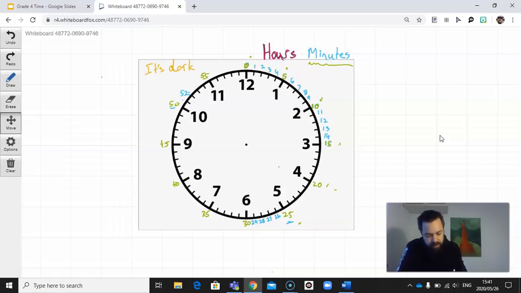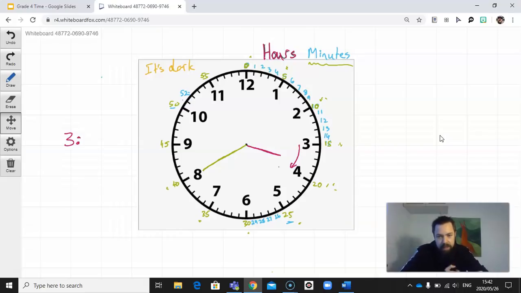My minute hand is going to point to here, and my hour hand is going to point there. So starting with my hour, it's after the 3, but it hasn't reached the 4. So it's in the 3rd hour. So it's 3 something. My minute hand, remember, minutes point to the outside of the clock. So let's count: 5, 10, 15, 20, 25, 30, 35, 40. So my minutes is 40.